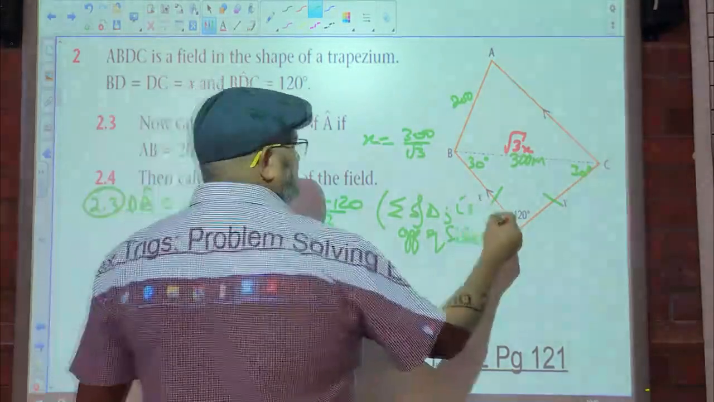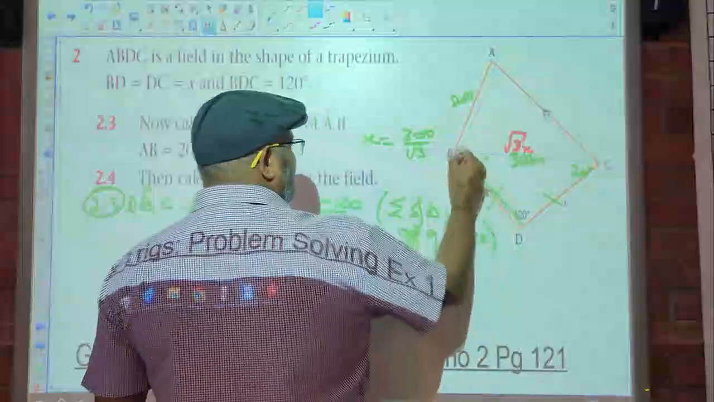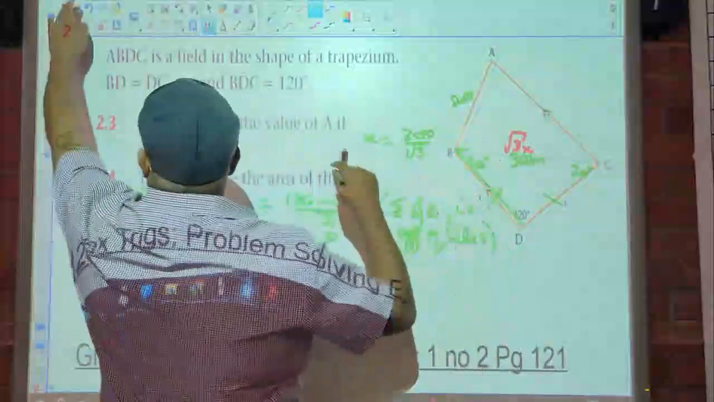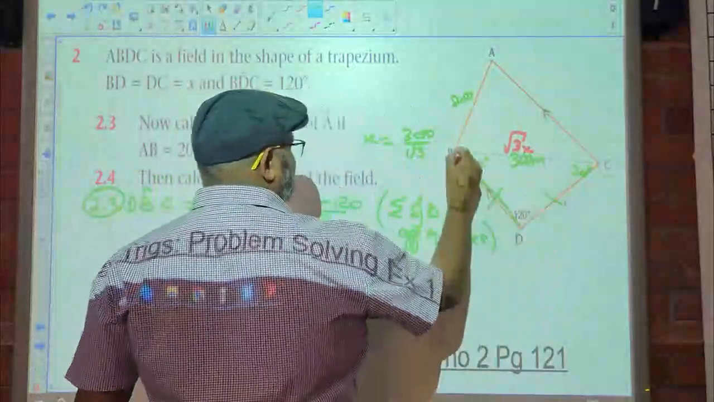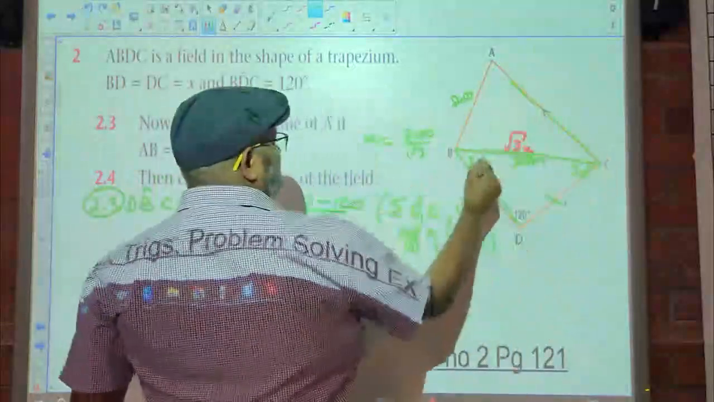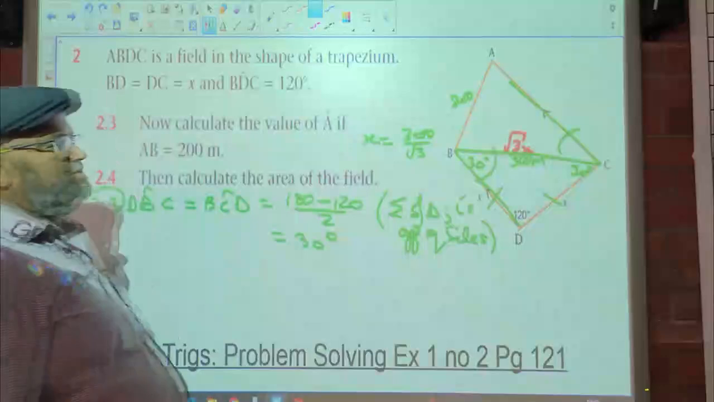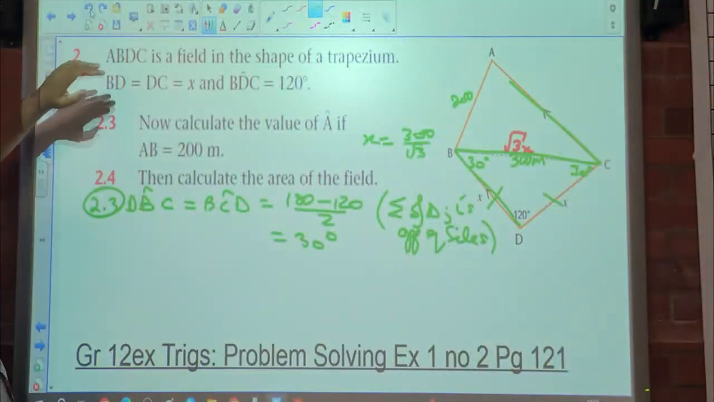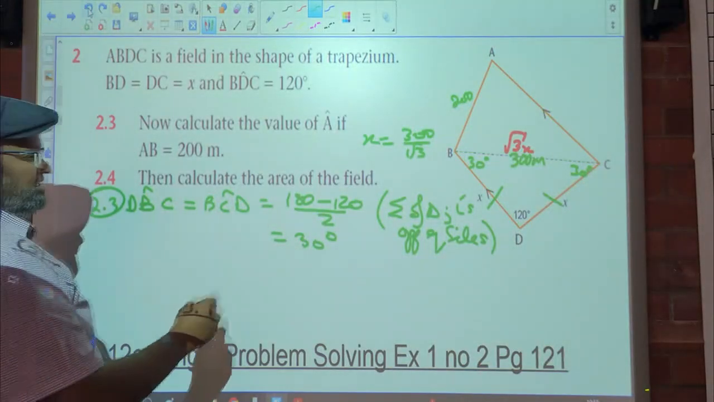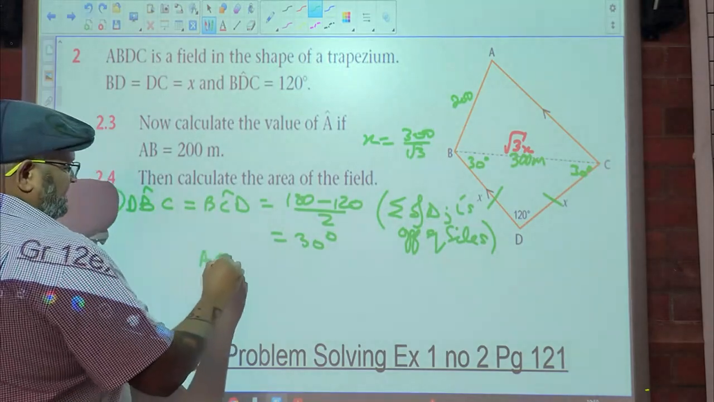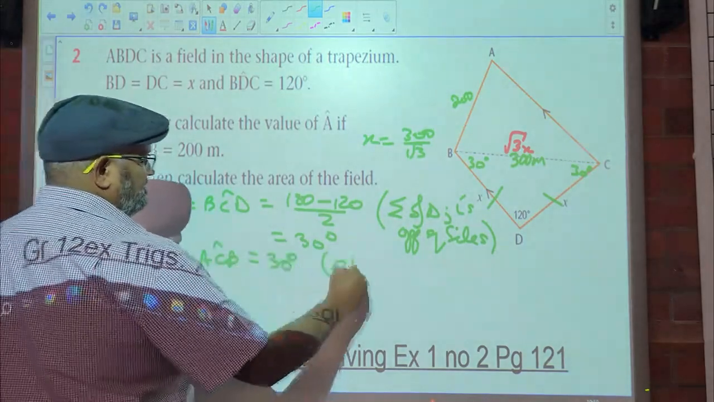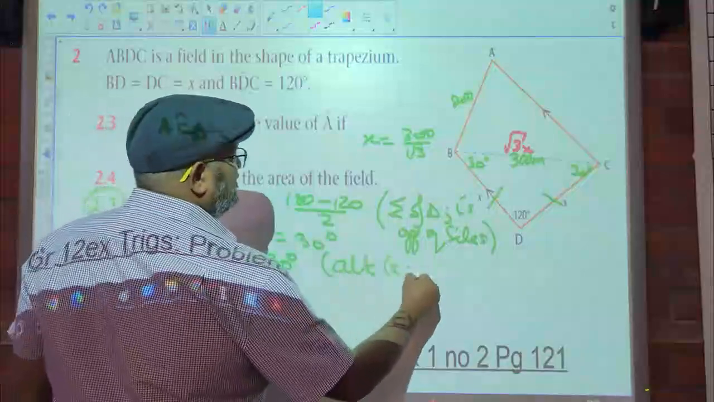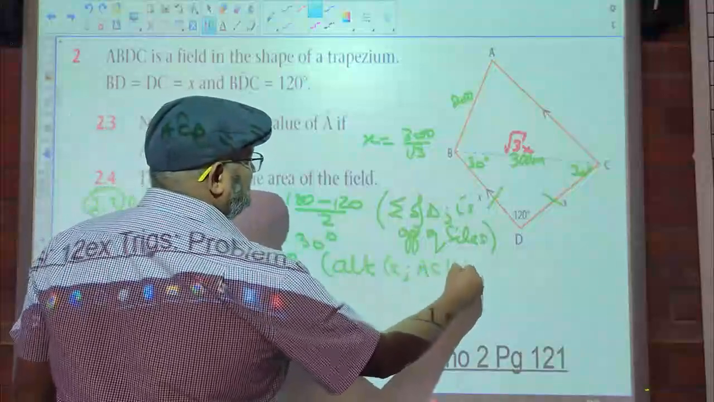Now, I'm going with the fact that these are alternate angles here. It's the other way around. Because I got this length, I need this angle here. So that was right here. Alternate angles, so this angle will be equal. So what we say now is that angle ACB is equal to 30 degrees. Why? Because of the alternate angles with AC being parallel to BD.